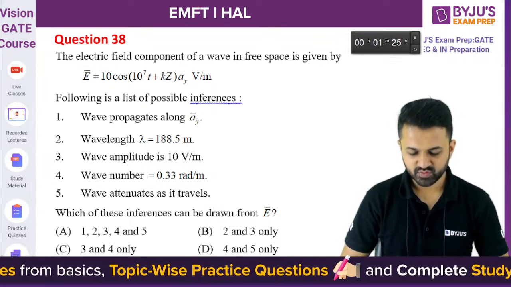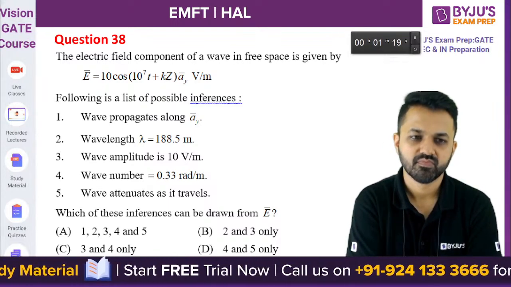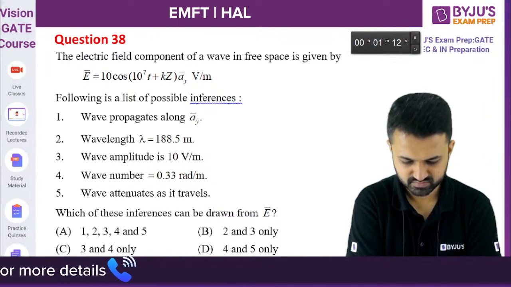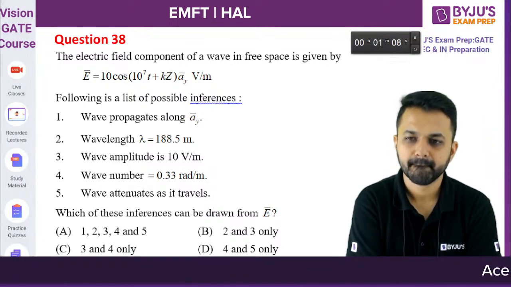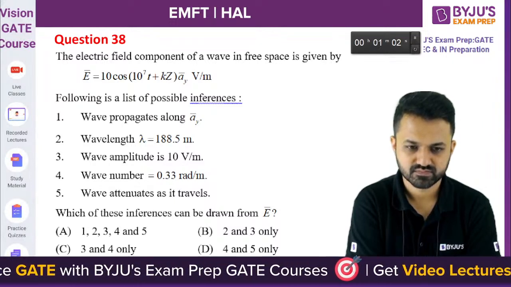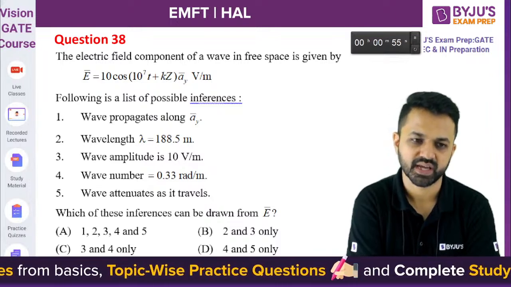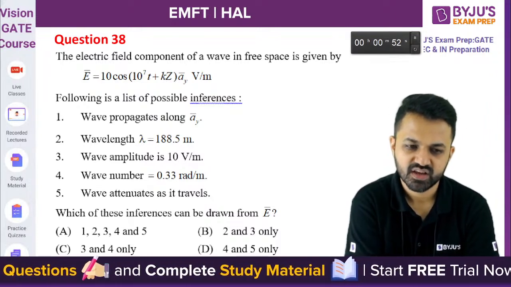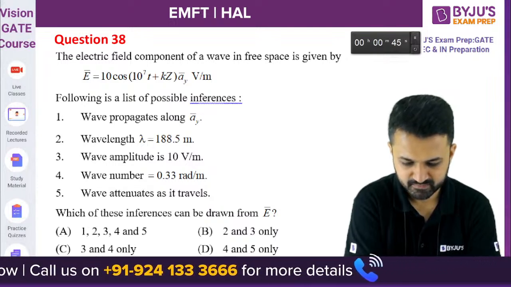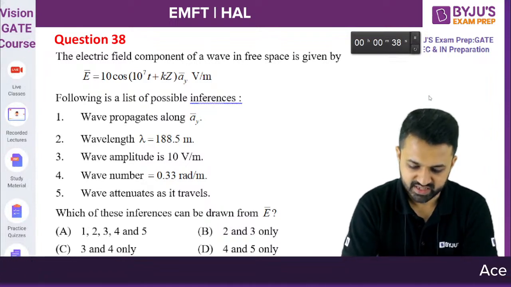So again, 1.5 minutes I am giving you to solve this problem. The electric field component of a wave in free space is given by this. The following are possible inferences. What are the statements that are correct? Let's answer this question. I am giving you 1.5 minutes for each question, and that is more than sufficient actually.